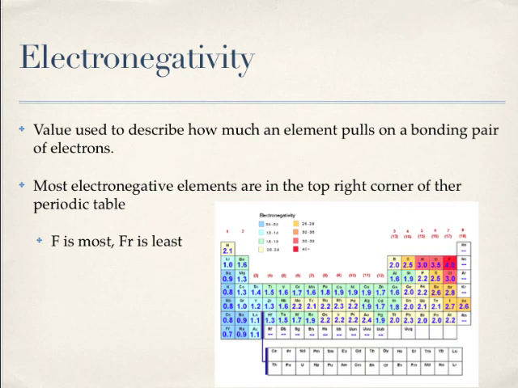Interestingly, you see those ones over to the far right? They don't have electronegativity values. Oh, those are the noble gases. So it's the top right corner of the periodic table excluding the noble gases. Yeah, because the noble gases don't react with anything.